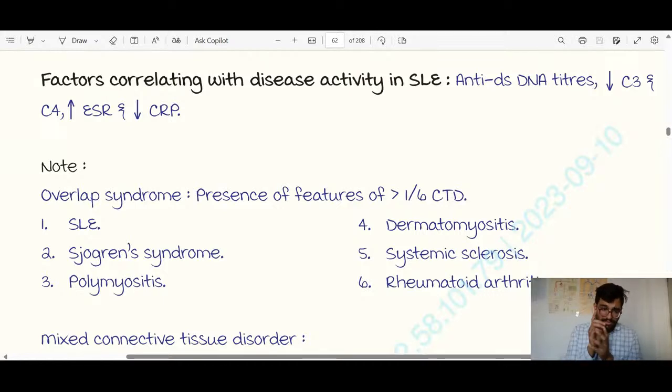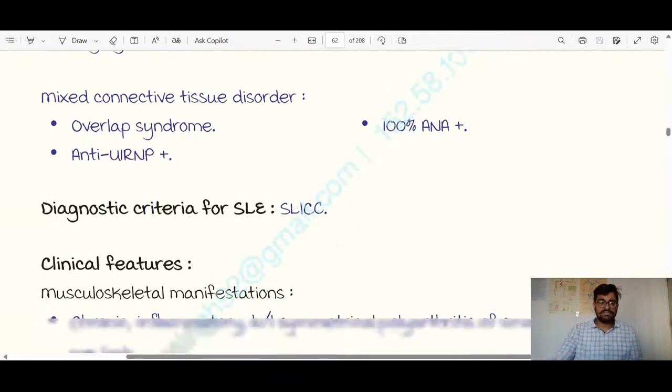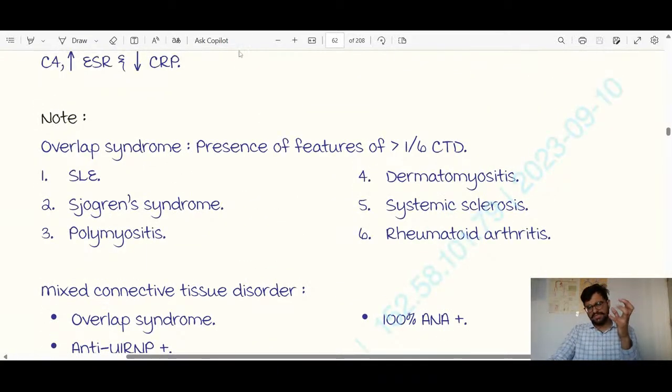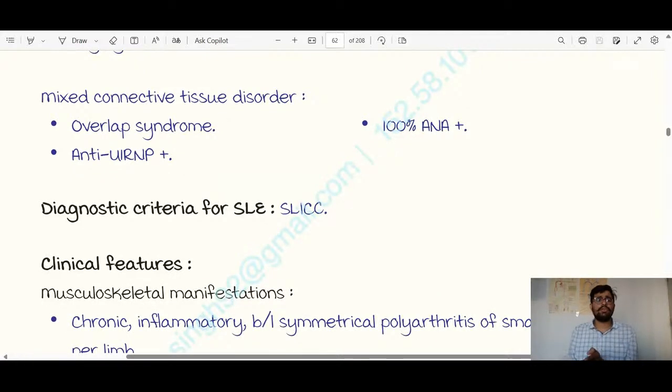I have told you to note one thing: overlap syndrome is the presence of features of more than one connective tissue disorder. So SLE, Sjogren, polymyositis, dermatomyositis, systemic sclerosis, rheumatoid arthritis: these are all very important and very vast diseases of rheumatology. We have to learn all this with a proper method of learning, not in one sitting. You have to revise these videos and important topics again and again. Then we will command all this and definitely achieve good knowledge.